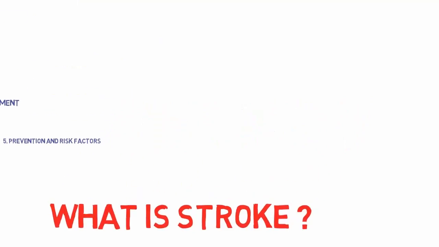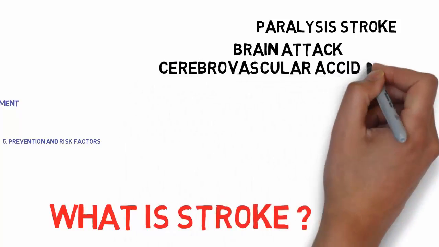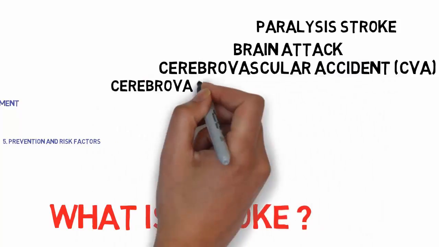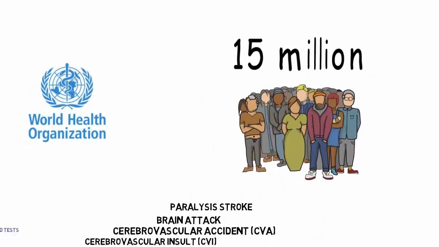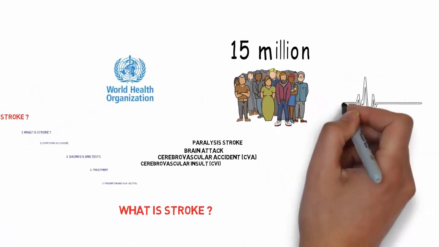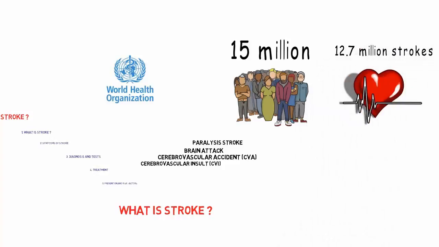A stroke, in some countries, is better known as a paralysis stroke, brain attack, cerebrovascular accident, that means CVA, or the cerebrovascular insult. As per the World Health Organization (WHO), 15 million people suffer from stroke worldwide each year, and more than 12.7 million strokes worldwide are due to high blood pressure.